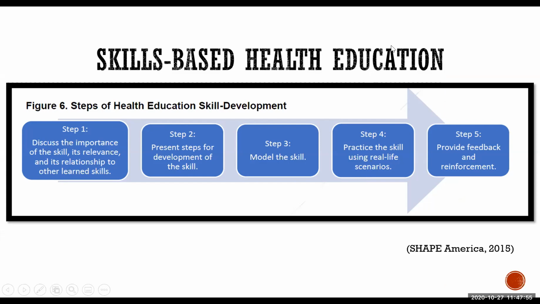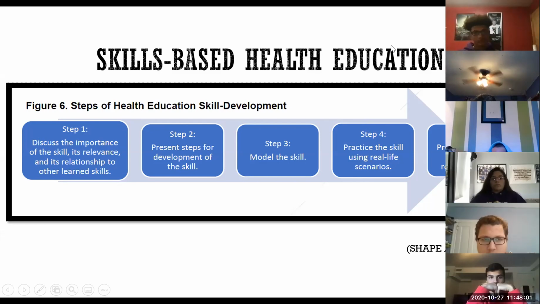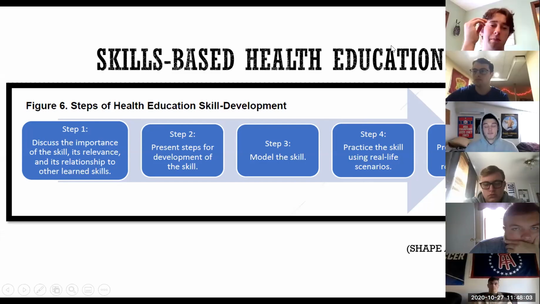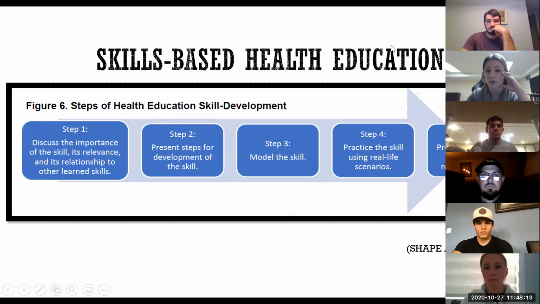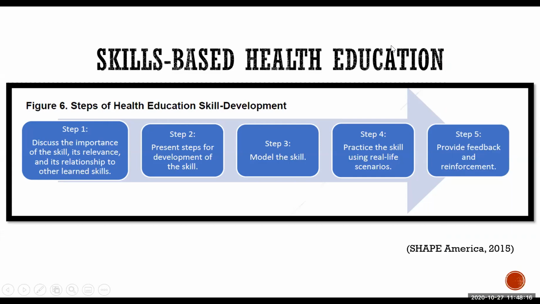Step 4 is going to ask you how you're going to have your students practice using a real life situation. So you'll have to come up with some type of practice situation. And then step 5, you're going to talk about how the teacher is going to provide feedback and reinforcement to students who might be practicing that skill inappropriately or inadequately. Okay, so these 5 steps are part of your lesson planning, and you'll see them. This helps to make sure that you're teaching the skills.